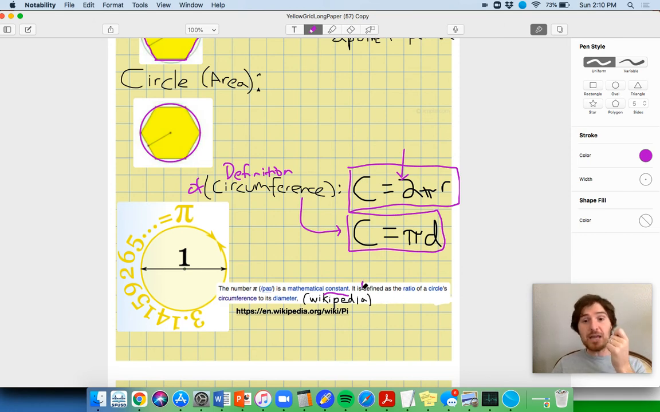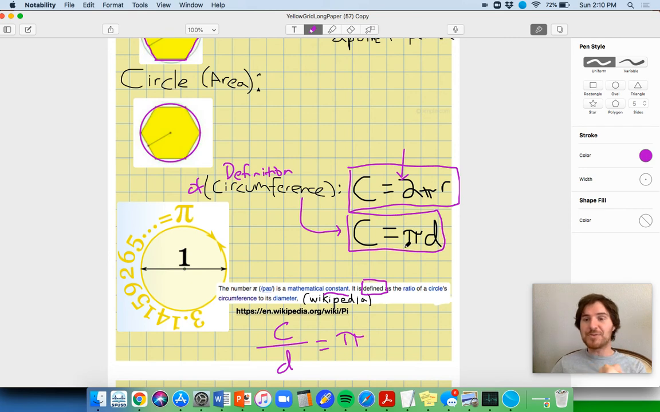It is defined. Okay, so pi is actually defined. This is where this whole thing comes from, the circumference thing. It's defined as the ratio of a circle's circumference to its diameter. If we take the definition of pi real quick, this is going to show you where the circumference formula comes from. The ratio of a circle's circumference to its diameter would be C over d, and that would equal pi.